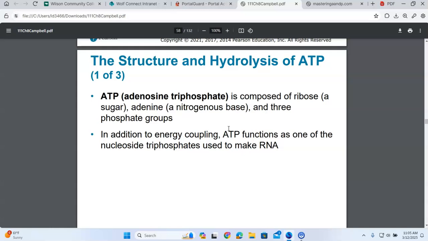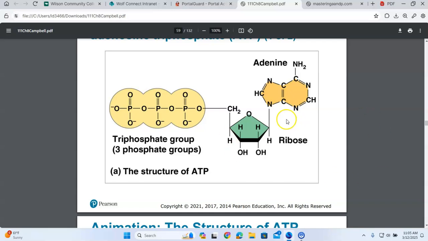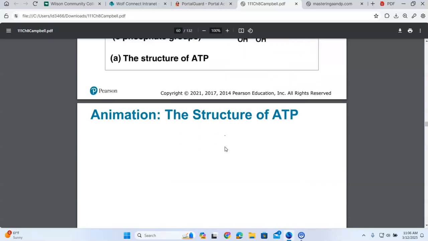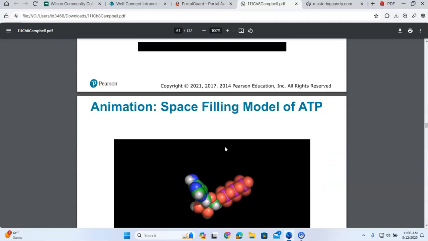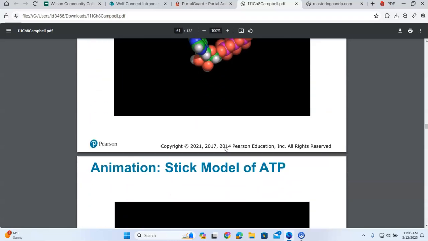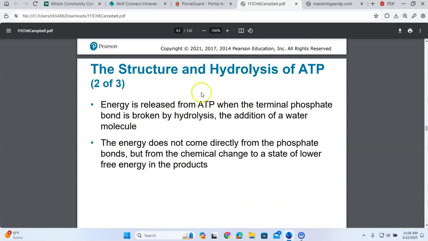All right, and the important thing about ATP is that it has those 3 phosphate groups attached. So here's your adenine, which is a double ring structure. Here's your ribose sugar, and then instead of just 1 phosphate group, there are 3 phosphate groups attached in adenosine triphosphate. There is an animation, which is slide number 60, if you want to watch it, and also another one on slide 61 and 62. They are animations regarding ATP.